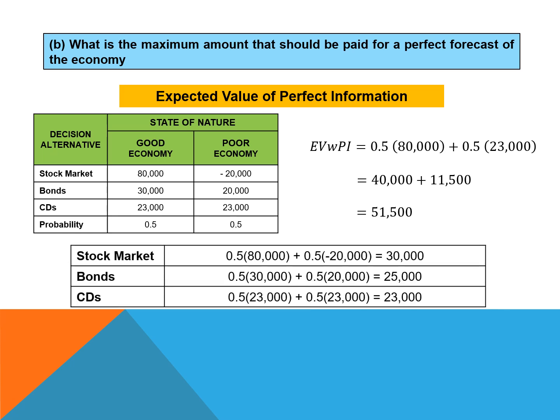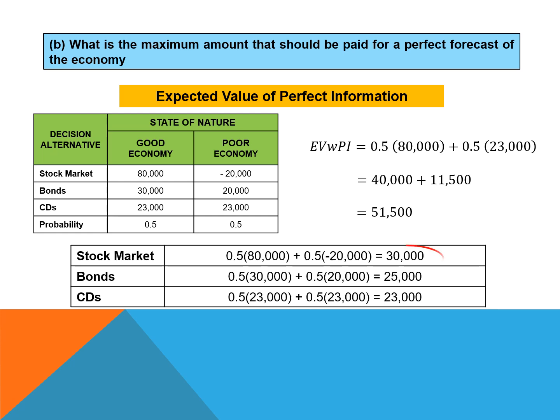So the solution is expected value with perfect information. We subtract the highest EMV, or the expected monetary value. So we must first get the highest expected monetary value, which we computed previously. So here is the table, the solution. The highest here is obviously the 30,000.